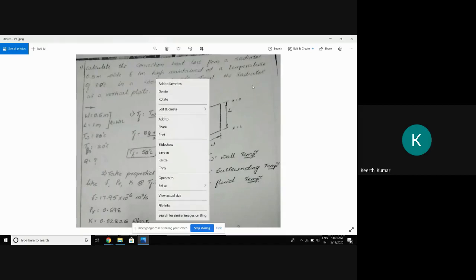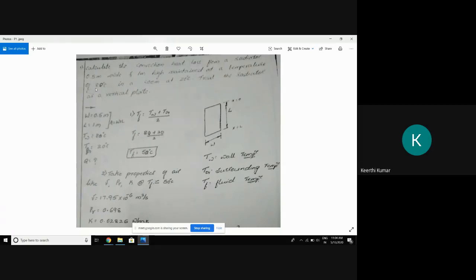Maintained at a temperature of 80 degrees centigrade. That means the radiator is maintained at 80 degrees centigrade, which is having a dimension of 0.5 and 1 meter. And it is kept in a room which is having a temperature of 20 degrees centigrade. And you know what is the working fluid here now? The radiator is at 80 degrees centigrade, the dimension of the radiator is given, and that is kept in a room. In the room, the atmospheric air will be present. So for that, let us consider air as the working fluid, the working medium.